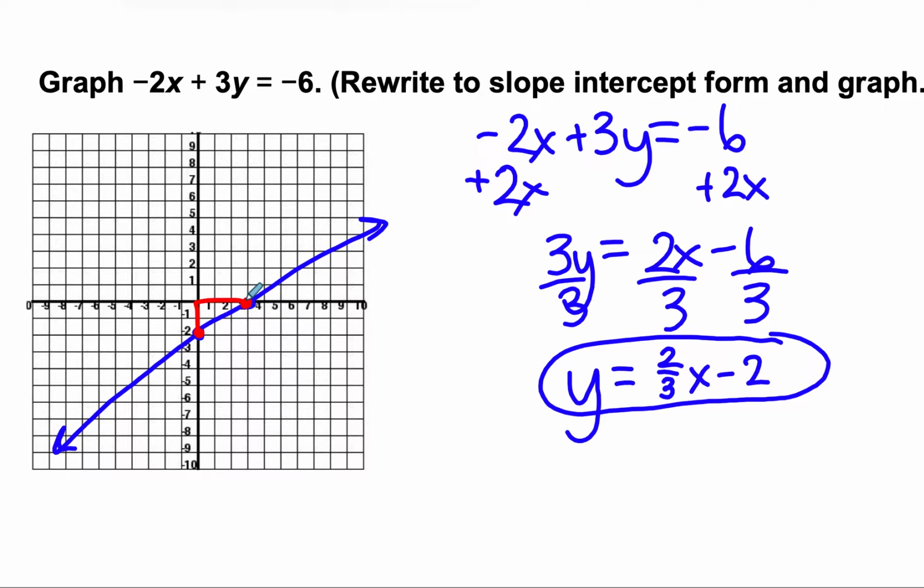More points are better. I could go up another 2 and over another 3 if I wanted to get another point to go on that line. But as long as I have at least 2 points, I have enough for my line. I connect them, and then I have my straight line. As always, when you're graphing, you want to make sure you extend that line all the way through the graph space with arrows on the ends.